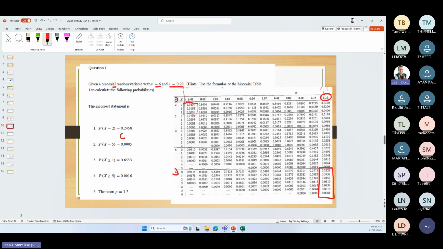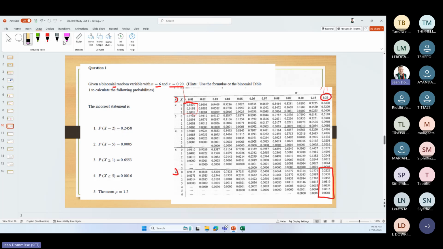Just linking back to that original where we said the sum of probabilities is equal to 1, I will show it to you in the Poisson distribution tables, exactly the same. Okay, so let's look at the things that they give us here.